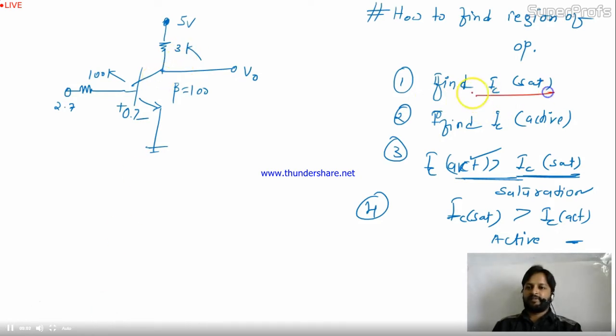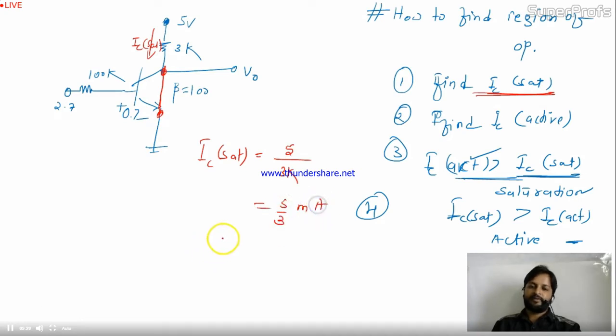How to find out IC saturation? To find IC saturation, you need to short these two points, collector and emitter. Once it's shorted, you can find out IC, and in this case this IC is IC saturation. When you apply KVL in the circuit, it will be 5 divided by 3K, so this is 5 by 3 milliampere. So your IC saturation is 1.66 milliampere.